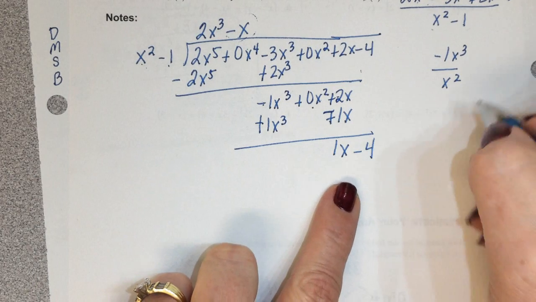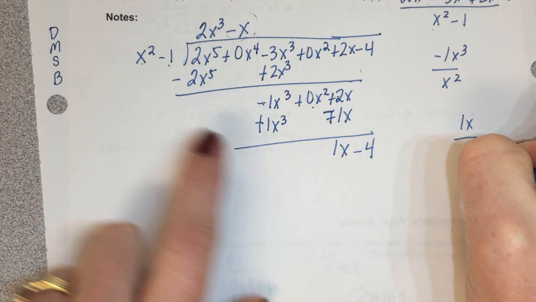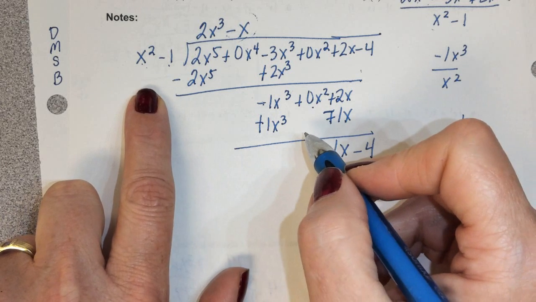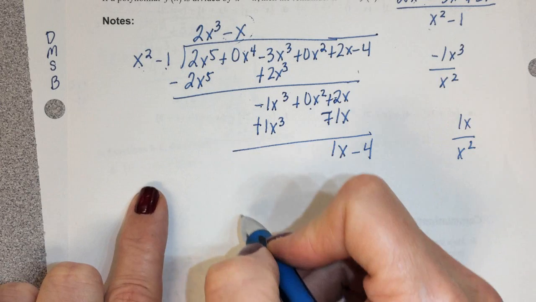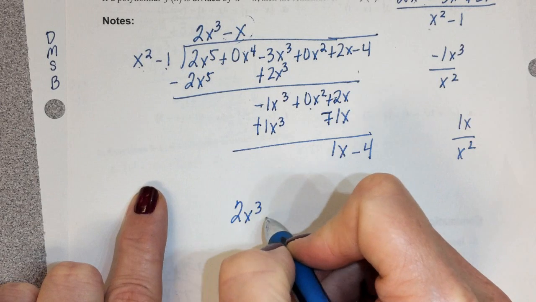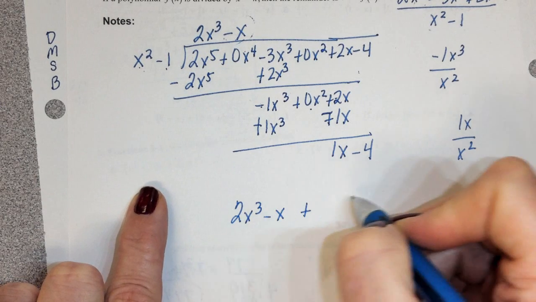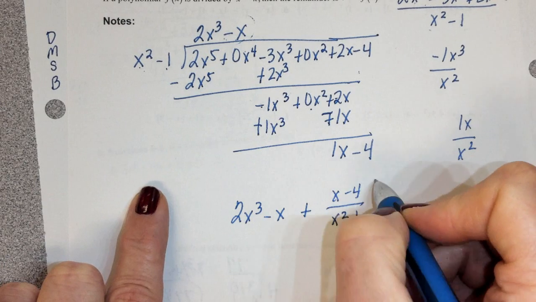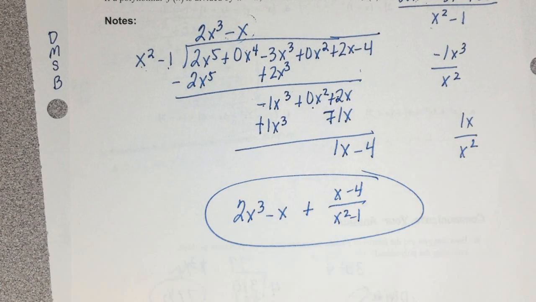Now, can I do 1x divided by x squared? No, I can't. So that's how I know I'm finished. So this answer is going to be 2x to the 3rd minus x plus x minus 4 over x squared minus 1. Okay? Do you understand the process there?